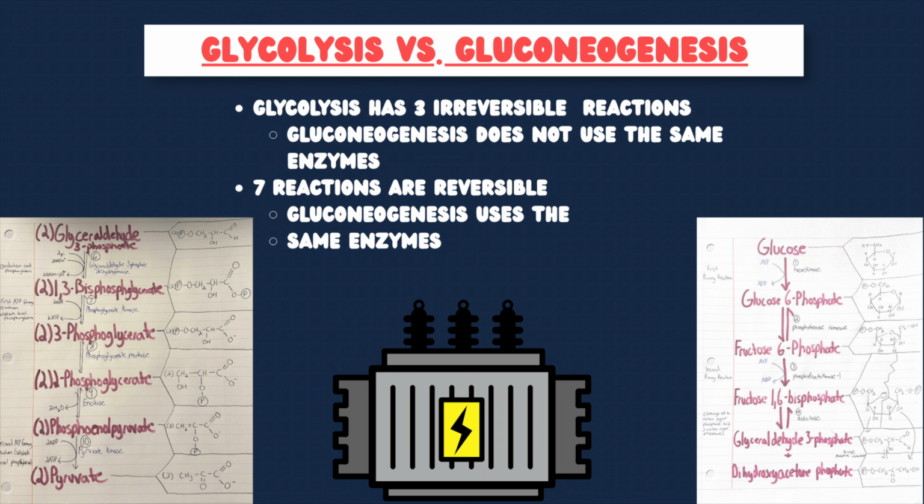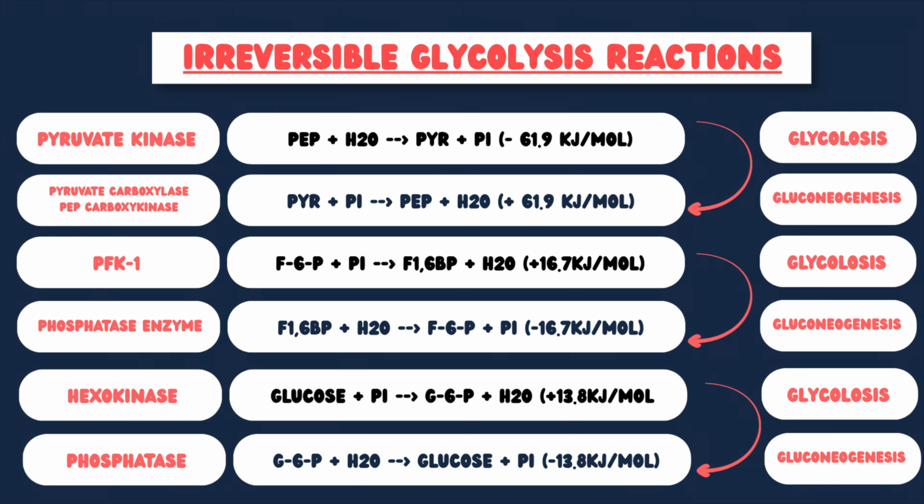So glycolysis only has 3 irreversible reactions. Gluconeogenesis does not use the same enzymes in these reactions, and 7 reactions are reversible, and this is where gluconeogenesis uses the same enzymes. Let's look at these 3 irreversible glycolysis reactions. The first reaction uses pyruvate kinase. In gluconeogenesis, instead of pyruvate kinase, it replaces it with 2 reactions requiring 2 ATP or 2 GTP, since 2 pyruvate equals 2 PEP. The second reaction uses PFK1.